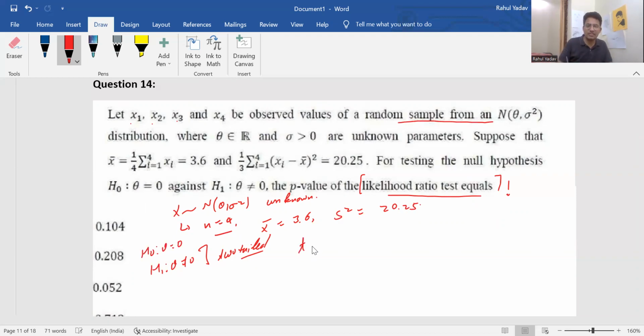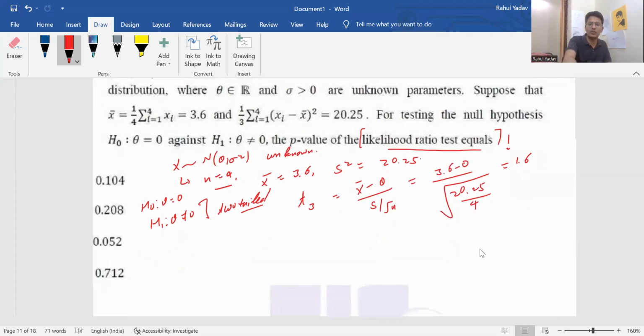So my test statistic will be a t statistic with degrees of freedom 1 less than the sample size, so the degree of freedom will be 3. The test statistic will be x bar minus theta divided by s over root n. If I go for this calculation, that will be 3.6 minus 0 divided by under root 20.25 divided by 4. If I go on solving this, under root of 20.25 divided by 4 is 2.25, so 3.6 divided by 2.25, and I am getting something like 1.6.